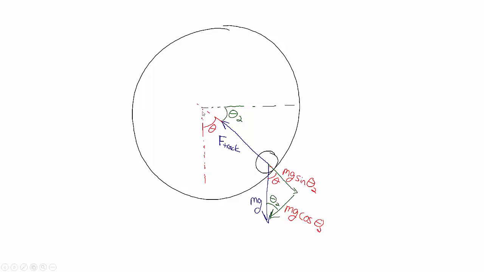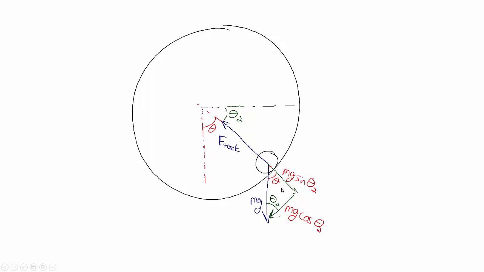But again, those two angles, theta and theta 2, form a 90-degree angle, and so if you know one angle, you know the other angle, and so whichever one is easier for you to see in the diagram, that's what you would use. So the reason that we have to do that is because we need to look at the forces that are tangent to the circle, and we need to look at the forces that are along the radius of the circle. The force of the track is along the radius of the circle.